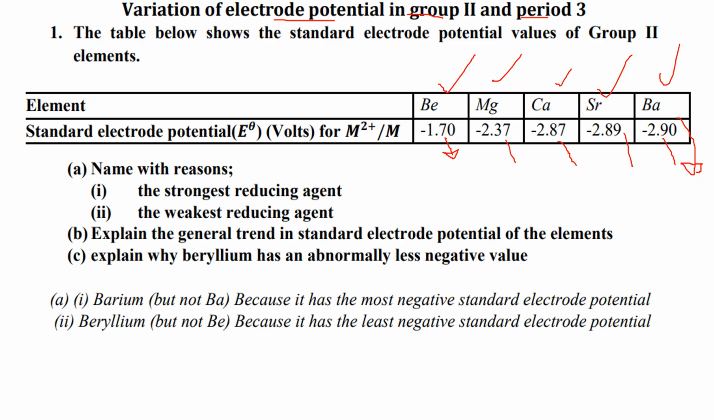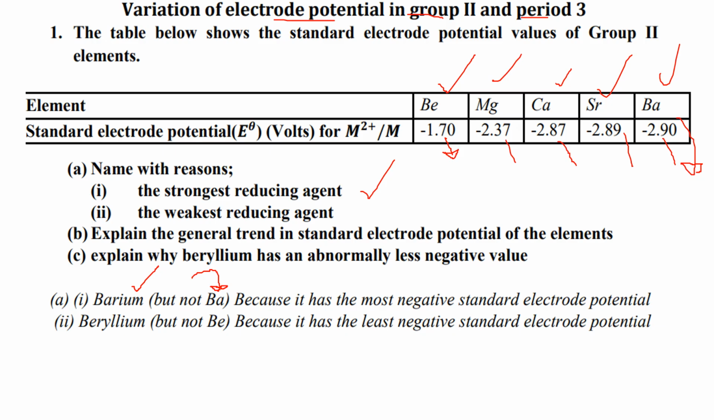So let's look at the questions. One is going to prompt us to name with reasons the strongest reducing agent. So the strongest reducing agent must be the most electronegative. And with Roman number 1, you're going to say that that's going to be barium. And whenever you're answering, avoid using symbols. All elements must be given their respective names, however much the question may present them using symbols.